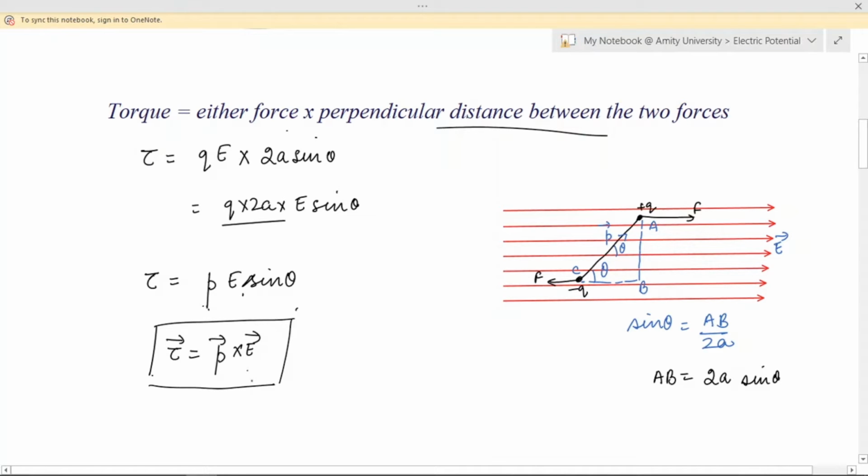And how to determine the direction of the torque? While studying vectors we learned that the result of the cross product of two vectors is directed perpendicular to the plane containing them, in this case containing vector P and vector E. So torque is always perpendicular to it.